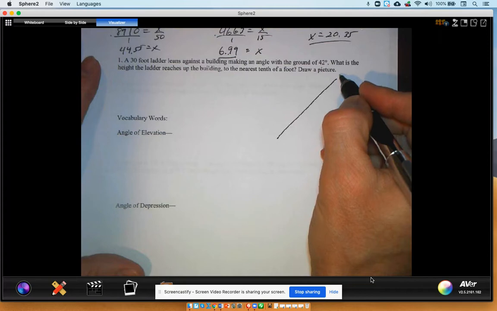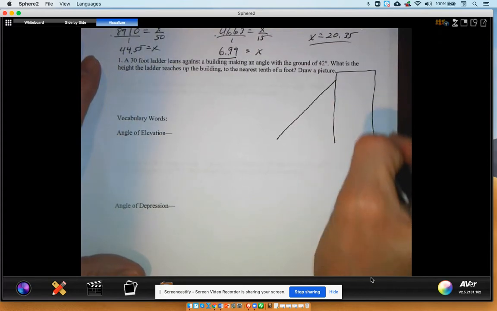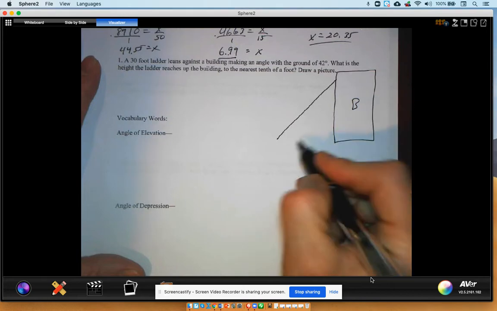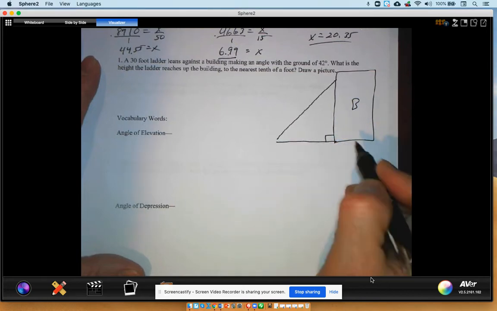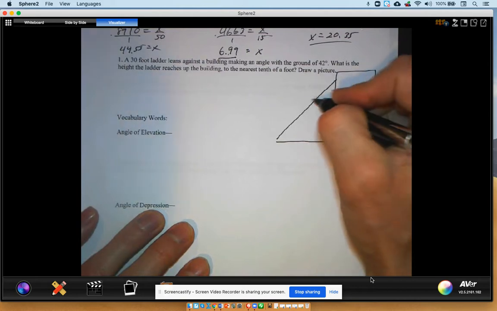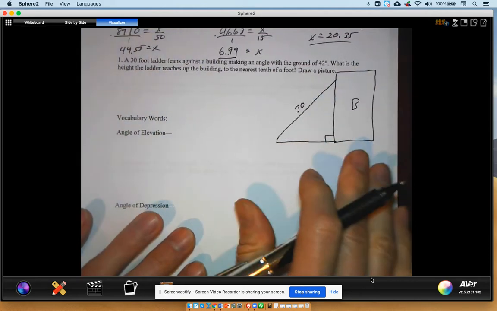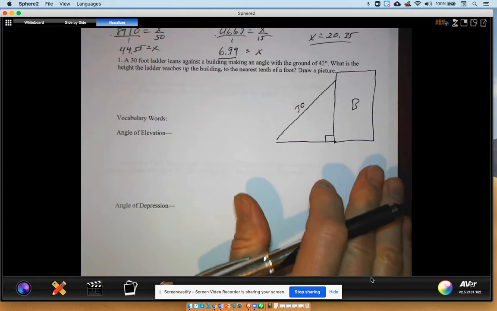So it's going to lean against this building, right? So you have this building right here. I'm going to put B for building. There's my ladder leaning against the building. This is my ladder right here. It says the ladder is 30 feet long. Okay, so that's the ladder right there leaning against. So this would be called a side view. We're looking at this from the side, and you see a ladder.